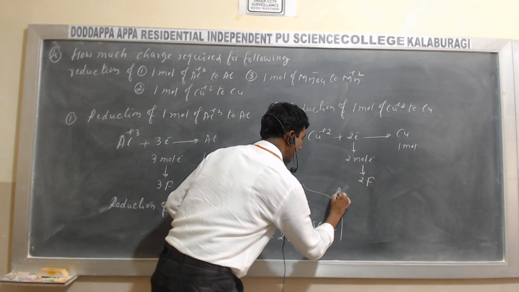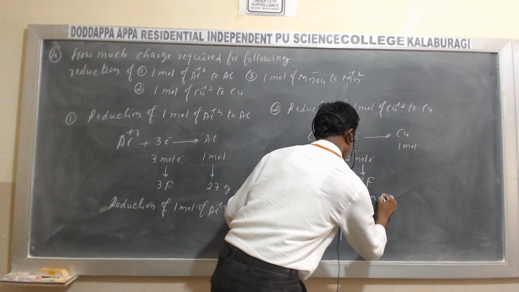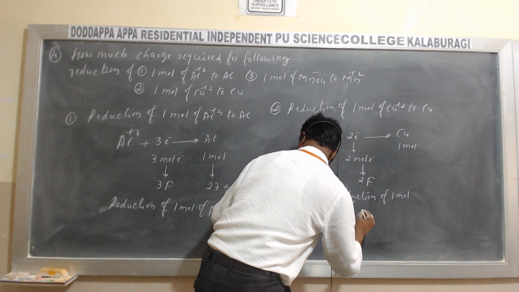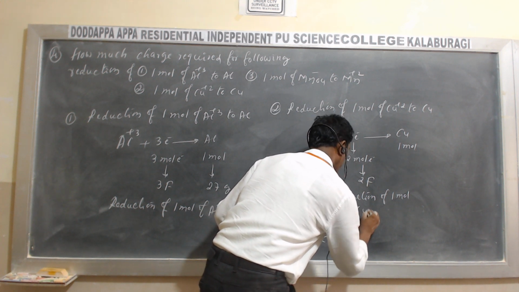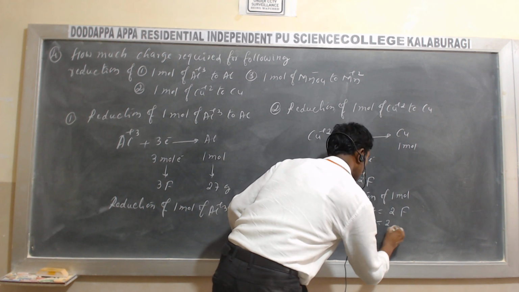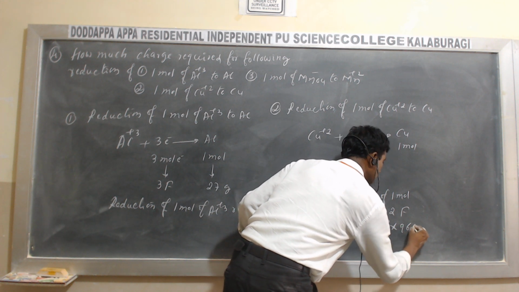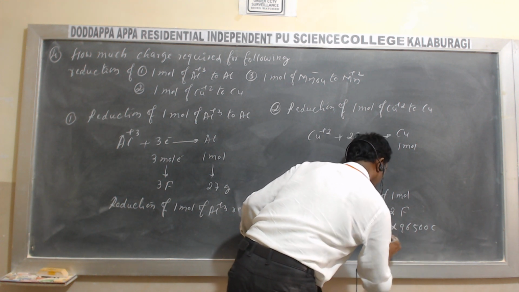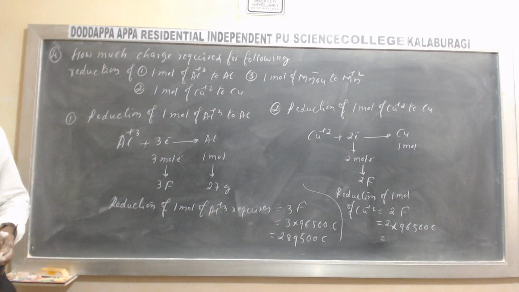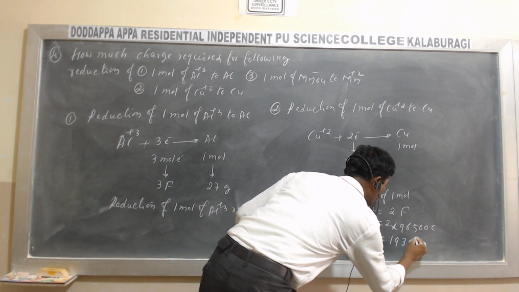Then the reduction of 1 mole of Cu2+ requires 2 Faraday. 2 Faraday is 2 into 96,500 coulomb, so you have to multiply 2 into 96,500. So we can get 193,000.